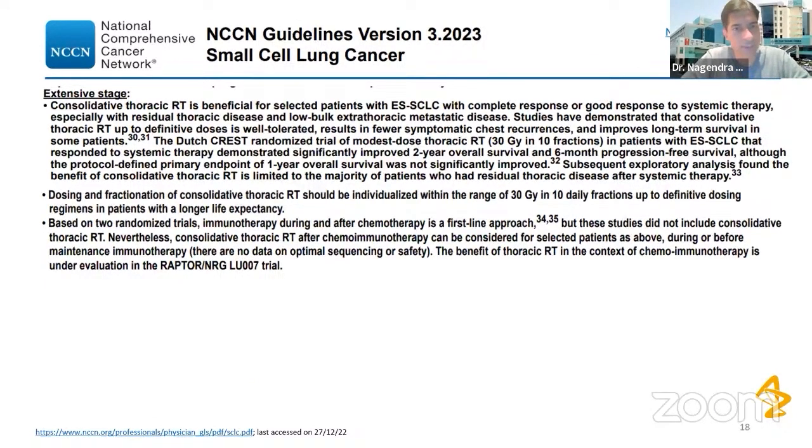Consolidative thoracic RT is beneficial for a selected set of extensive small cell carcinoma patients with a complete response or good response to systemic therapy, especially with residual thoracic disease and very low bulk extrathoracic metastatic disease. Studies have demonstrated that consolidative thoracic RT up to a definitive dose is well tolerated, results in fewer symptomatic chest recurrences, and thus improves long-term survival in some patients.